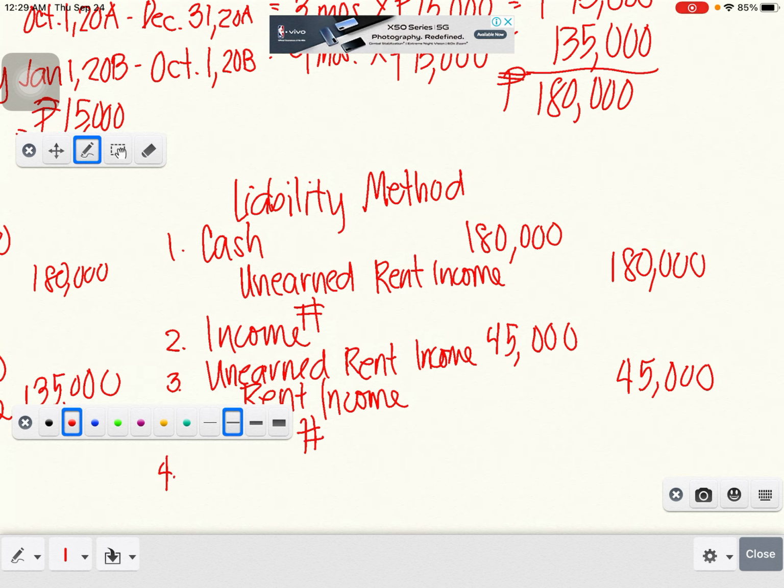Number 4, what is the effect? The rental income account. I mean, in the unearned, if the question is the effect on the unearned rental income when using the liability method, there is a decreasing effect. But if the question is what is the effect under the liability method on the account title of the rent income, there is an increasing effect. So it really depends on what the question is. So that is for your problem solving in the adjusting entries.